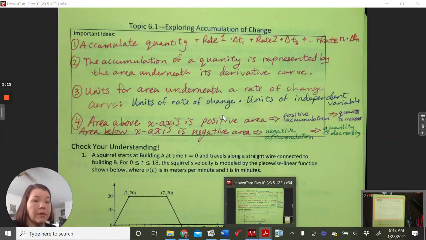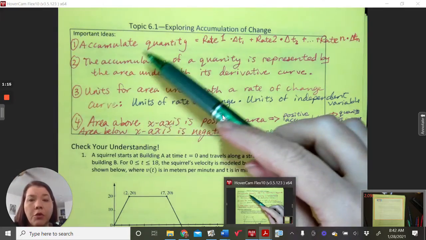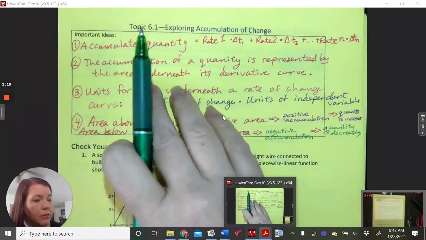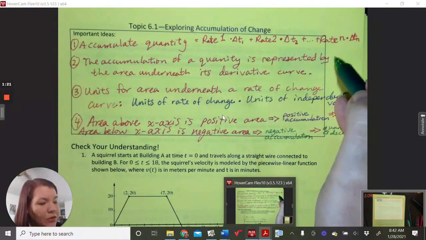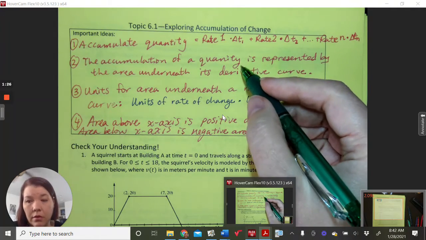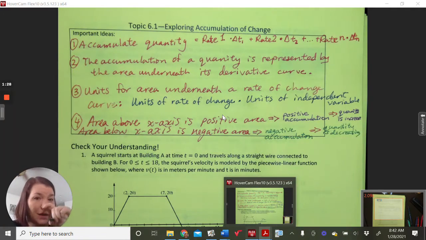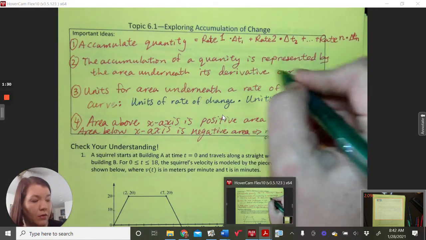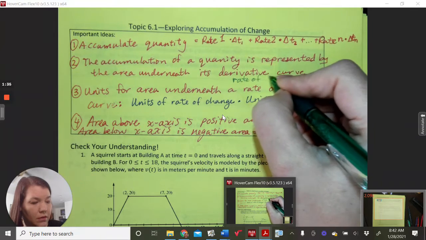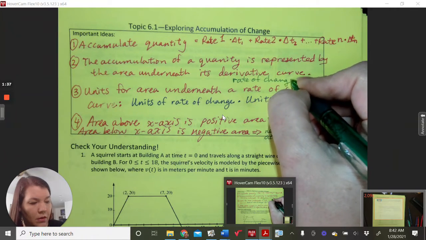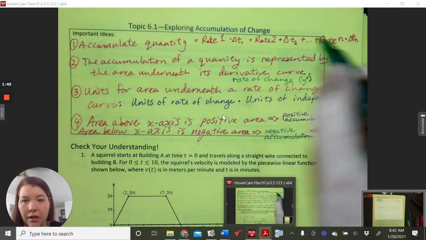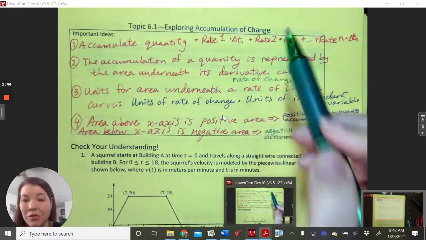All right, so it's the same thing. I've just rewritten it. Accumulated quantity, rate 1, blah, blah. So I wanted to add something to number 2. The accumulation of a quantity is represented by the area underneath its derivative curve. So that means the derivative curve or rate of change, you could also say maybe y prime here, that kind of stuff. So the area underneath the curve.